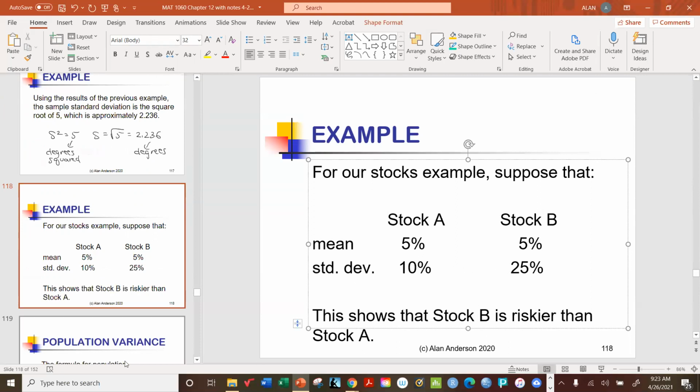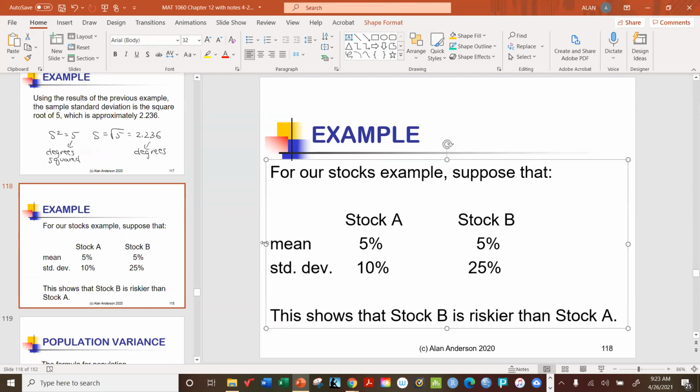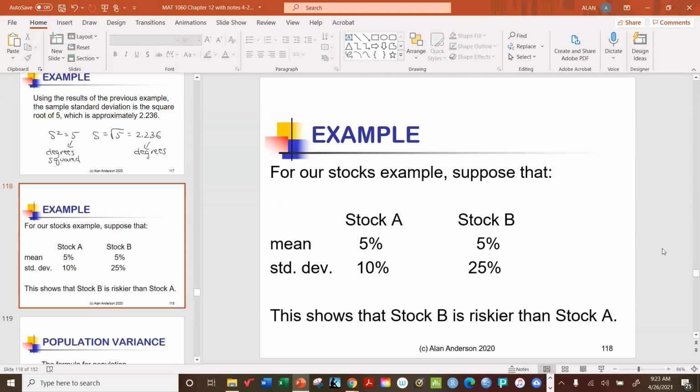All right, how can you tell? Because it has the higher standard deviation. As you can see, this is a very potentially useful measure that helps us identify the risk. The mean we can see for ourselves is the same, but stock B is clearly riskier because we know that the standard deviation is higher. So you can see it's a very useful measure.